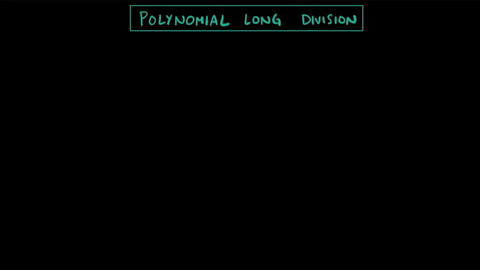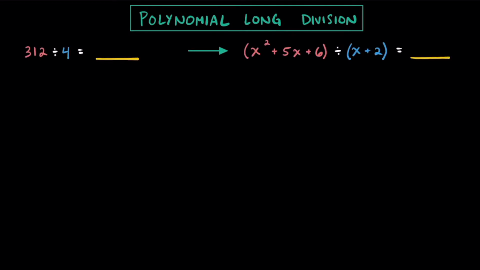In this video, let's simplify down the process of polynomial long division. If you remember how to do long division with regular numbers, or the standard algorithm for division, then doing it with polynomials is going to make a little bit more sense. Let me explain. Let's see how we can relate this problem of 312 divided by 4 to this long division problem of x squared plus 5x plus 6 divided by x plus 2.